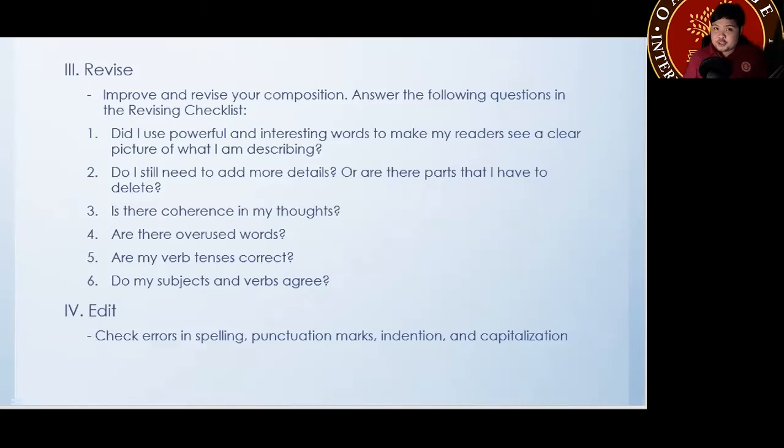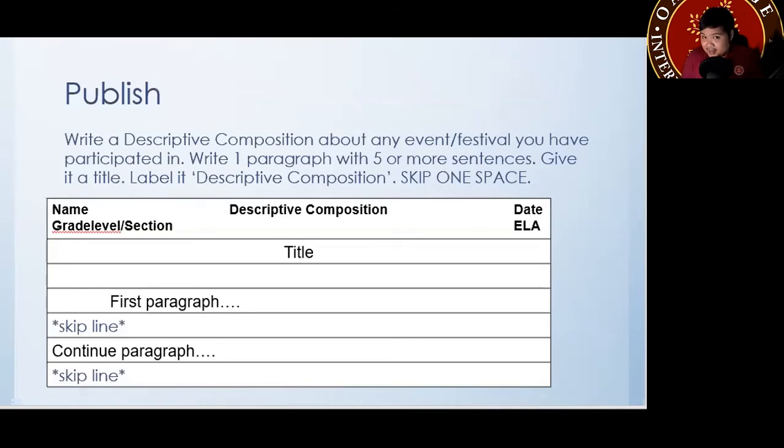Now, for your publish, this is what you will submit. I want you to write a descriptive composition about any event or festival you have participated in. Write one paragraph, just one paragraph, with 5 or more sentences, and give it a title. Label it. The label is supposed to be descriptive composition, and skip one space.